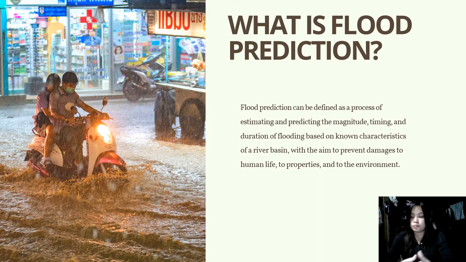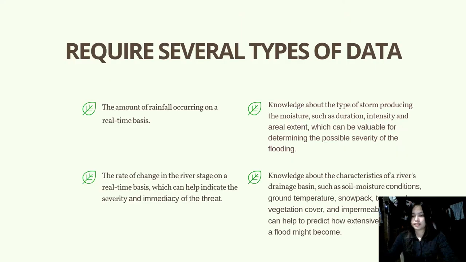So, in order to prevent such damages, we need to find ways or gather some data para iwasan natin yung threat. So, it requires several types of data. First is the time or the amount of the rainfall occurring on a real-time basis.